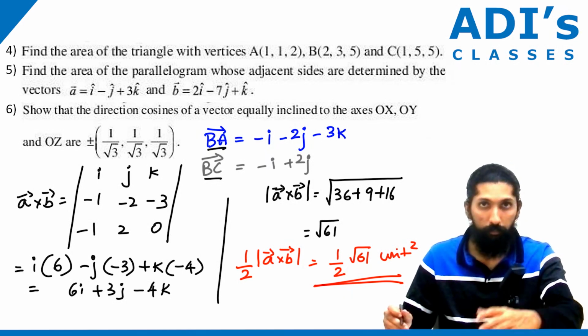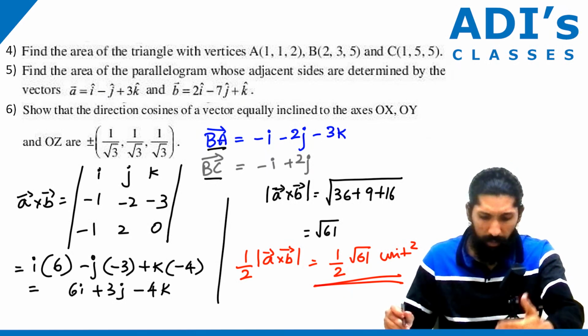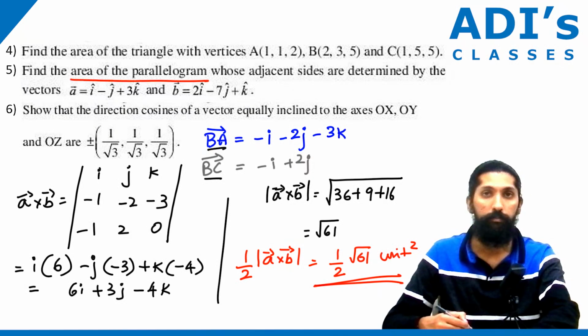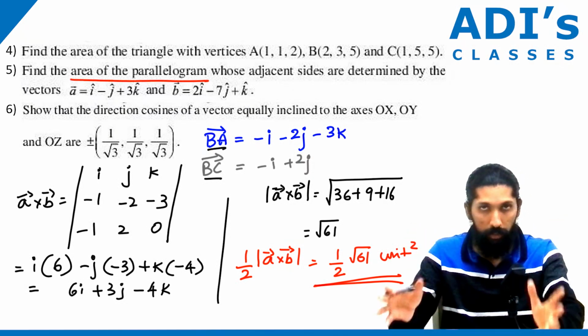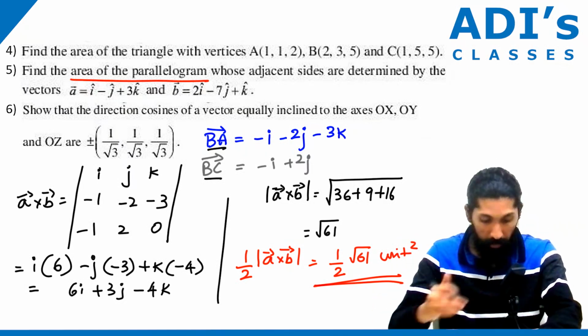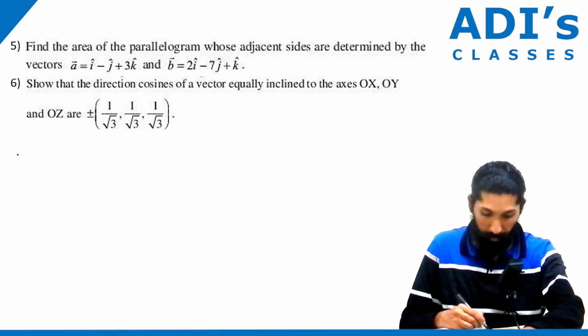Clear? Let's do the fifth one. Fifth one is very similar because in the fifth one they're asking you the area of the parallelogram. Correct? Just the determinant, the cross product, modulus of it. That's it. Okay, let's do the fifth one now. See the fifth one.